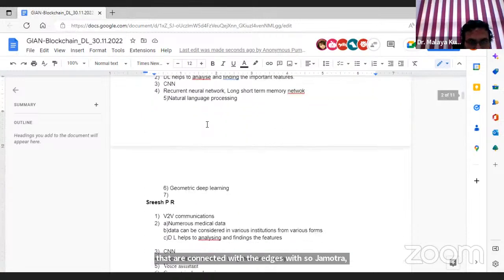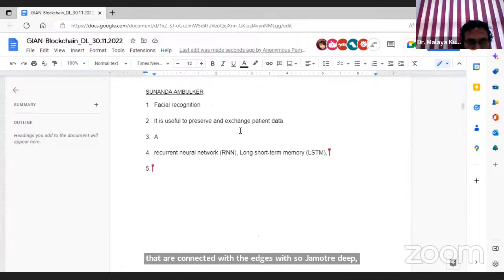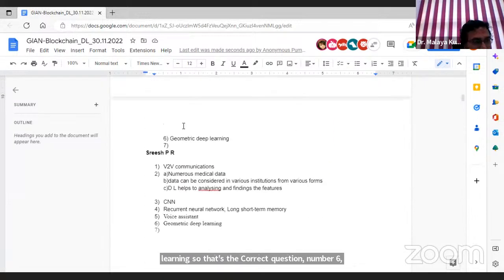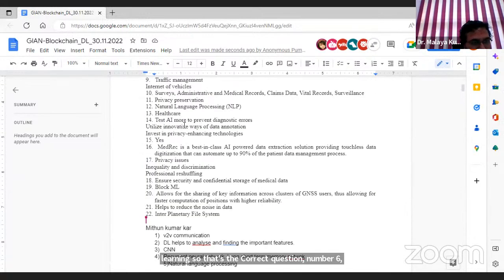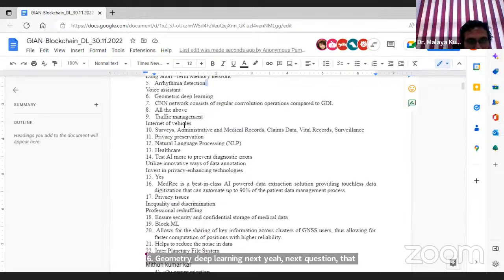So it's correct. Question number 6, geometric deep learning. Next question. Already we have answered this question number 7. CNN consists of regular convolution operation compared to GDL. Yeah, GDL also consists of convolution operations, but I'm just asking about how it is different. Different means one is using the Euclidean data, another is using the non-Euclidean data. Next, we'll come to question number 8.